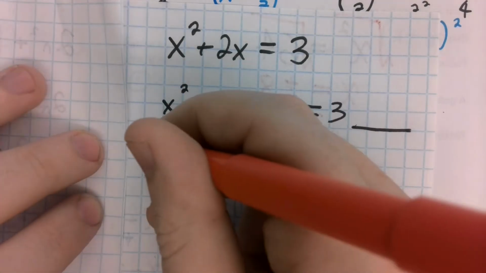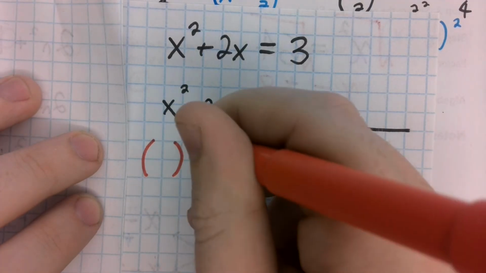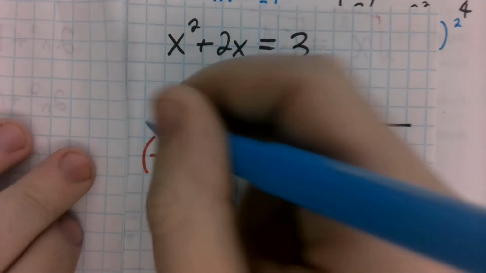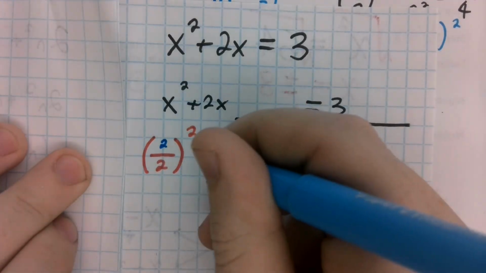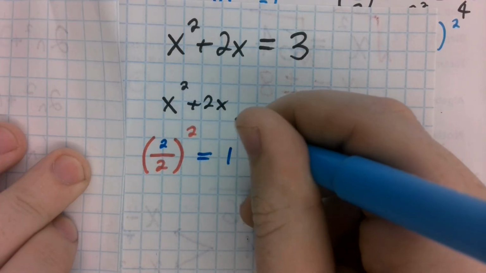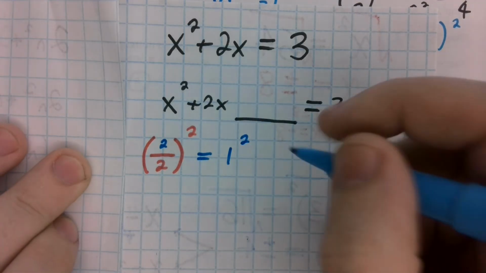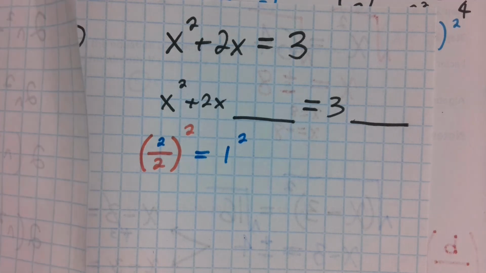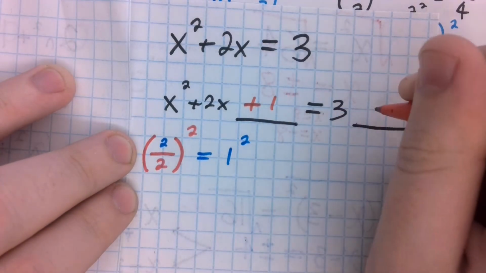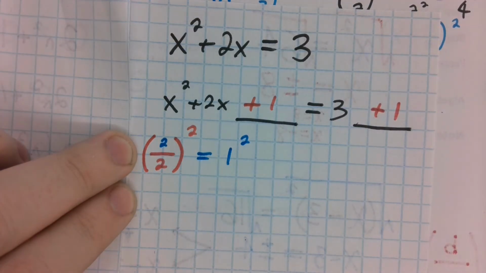To complete the square, we do 1/2 of our b value squared. What's our b? Our b is 2. So this is 2 divided by 2 squared. We know 2 divided by 2 is just 1. And what's 1 squared? 1 squared is just 1. So we're only going to add 1 to both sides.